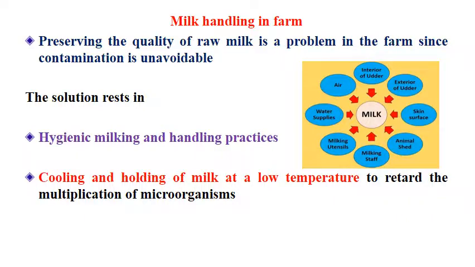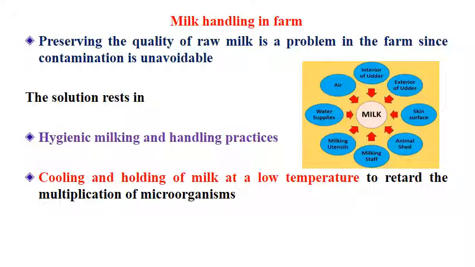First is milk handling in farm. That is, after milking, how the milk is handled. That is very important. Preserving the quality of raw milk is a problem in the farm since contamination is unavoidable. The atmosphere in the farm is always challenging for preventing contamination of milk due to the environment, the cows around and other aspects. The solution rests in hygienic milking and handling practices.